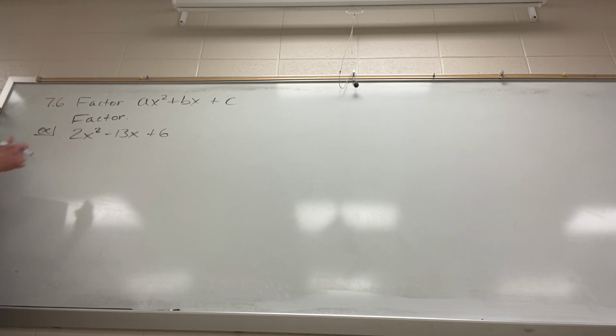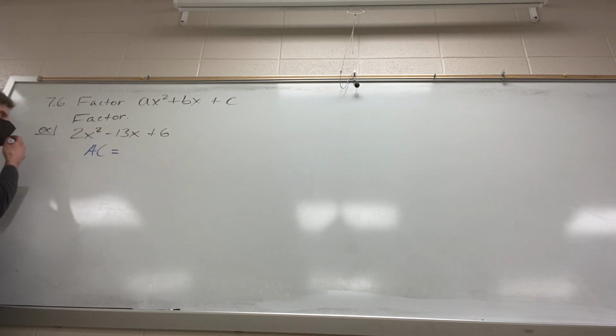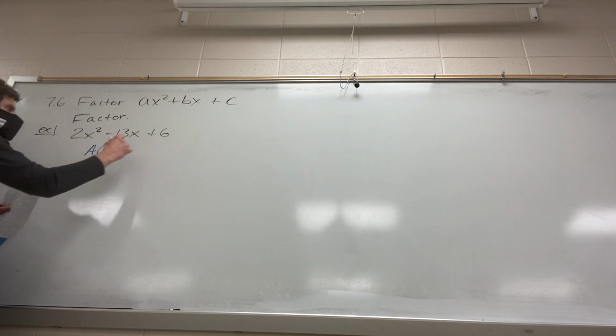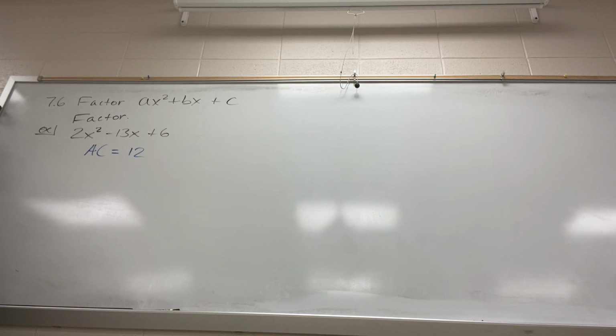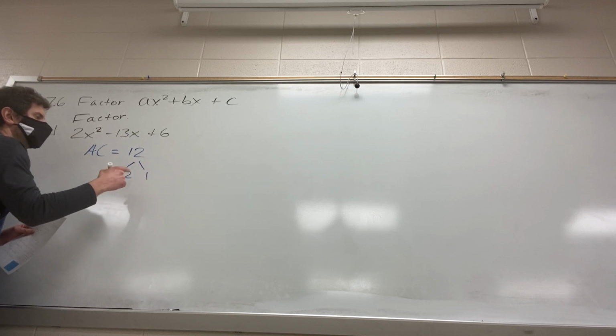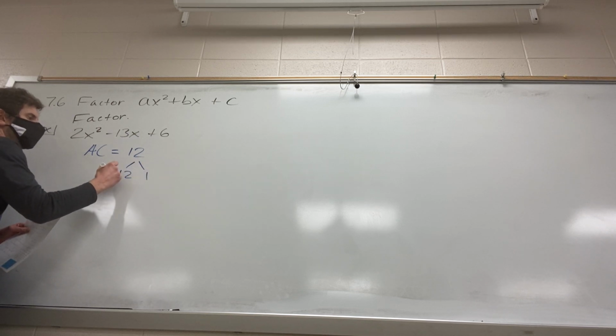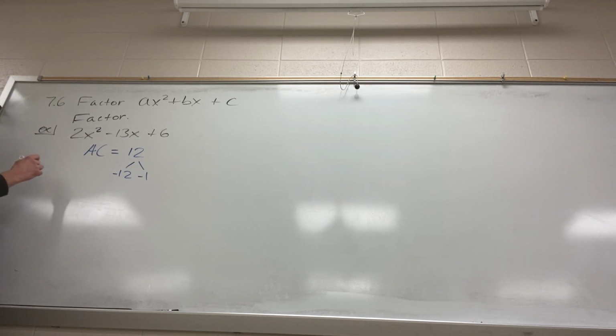Well, ladies and gentlemen, to do the AC method, you got to multiply A and C together. What do you get on this one? 12. What two numbers multiply together to make 12 and add together to make negative 13? 12 and 1. They have to be negative. Both of them will have to be negative. Yep, that's what's going to happen. And then split up the middle term.